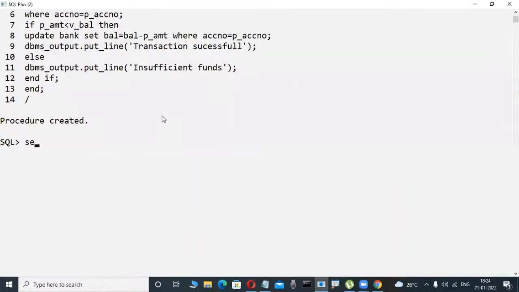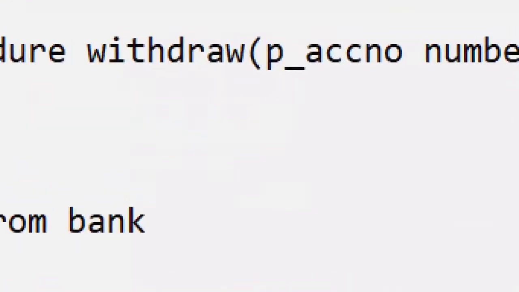Now check it out. Observe it here. I try to check something. And now here, I'm executing: exec procedure name withdraw. Okay, fine. I'm calling this procedure withdraw. You don't have an idea about all these things also. Just observe it here. Withdraw is there or not? That is the name of my program I'm giving.